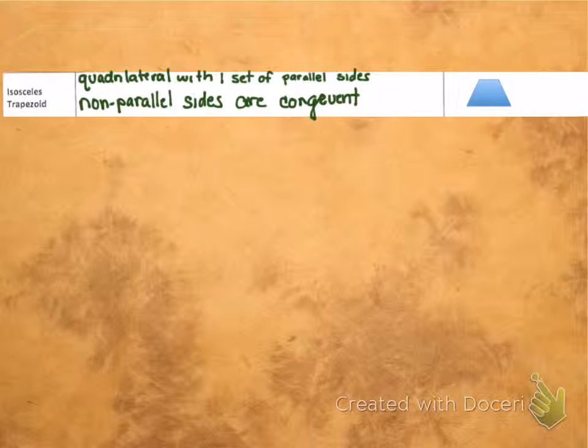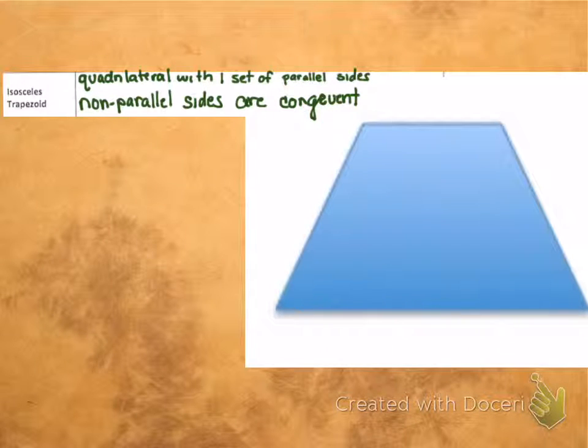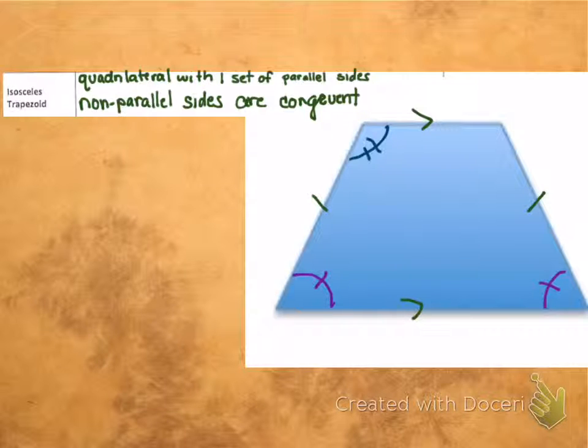So we have an isosceles trapezoid, and we have our pair of parallel sides, but then it's the non-parallel sides that are congruent. Now this also creates two pairs of congruent angles. We have our base angles here would be congruent, and then our angles up top would be congruent as well.